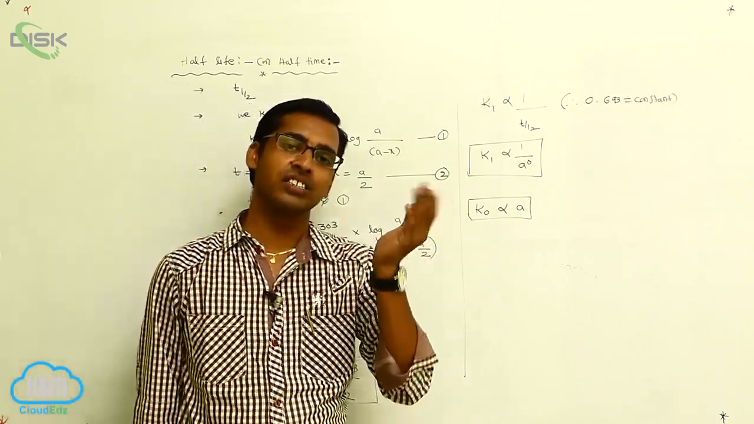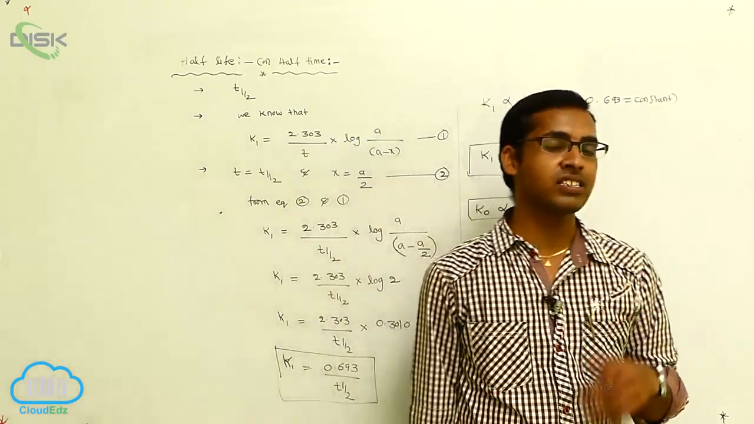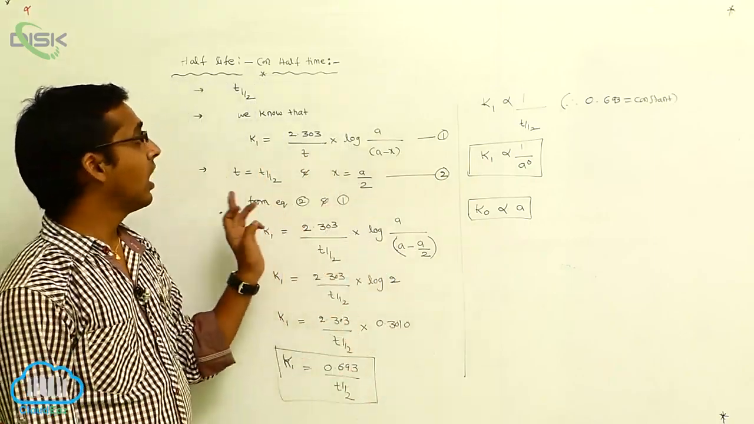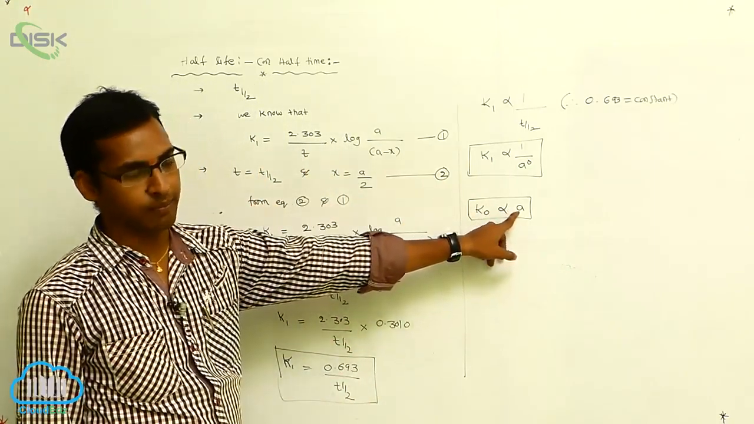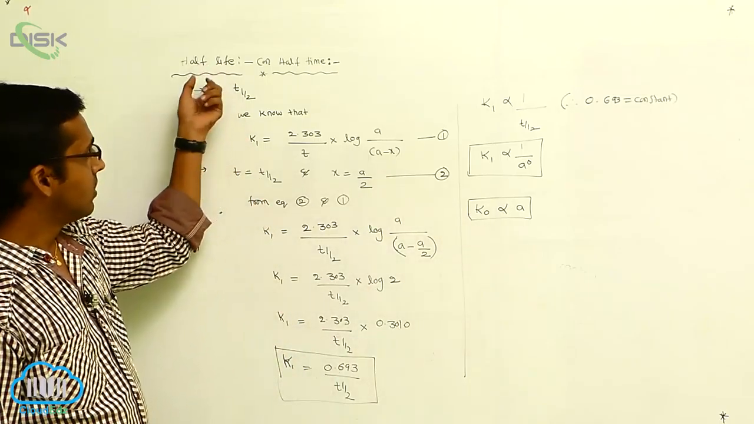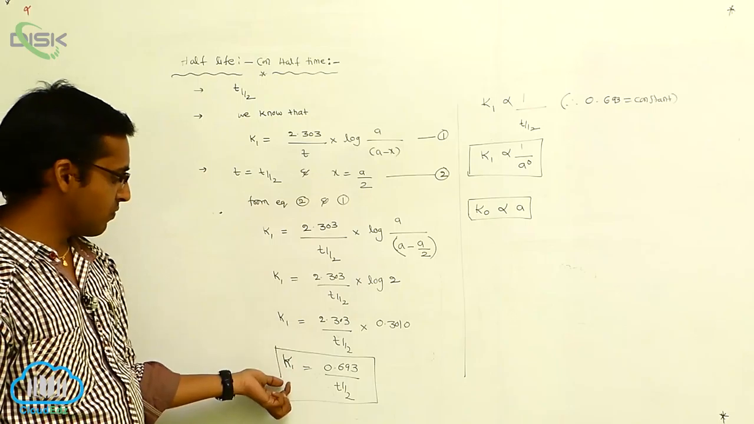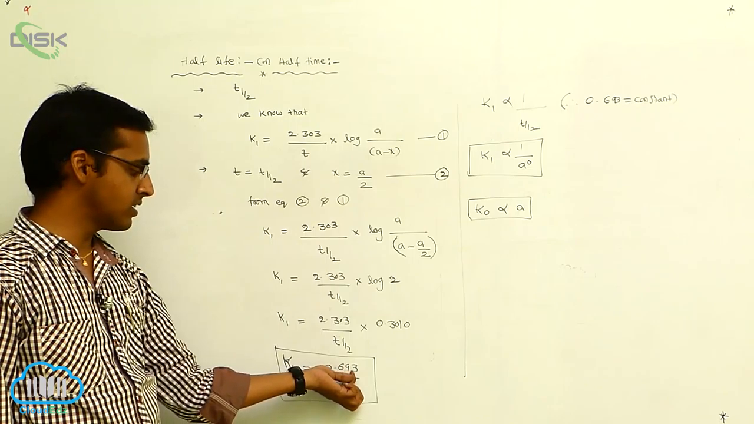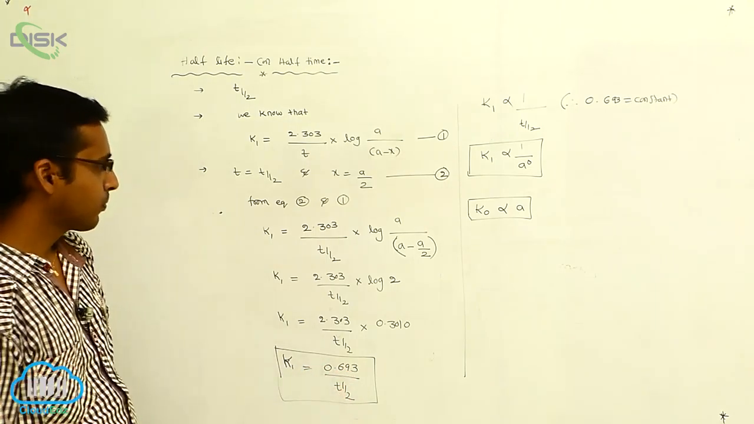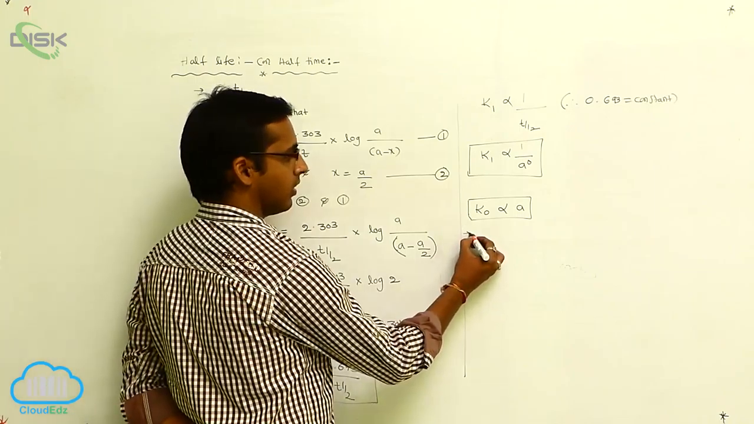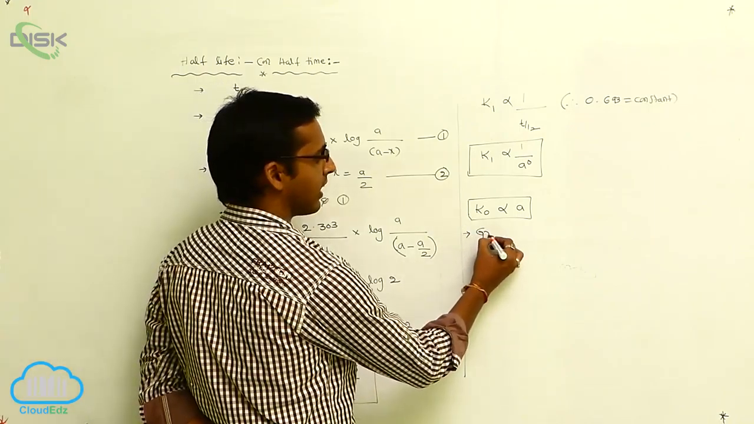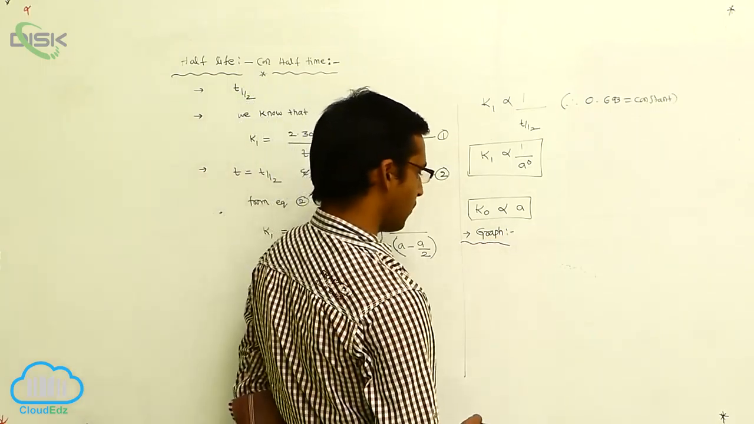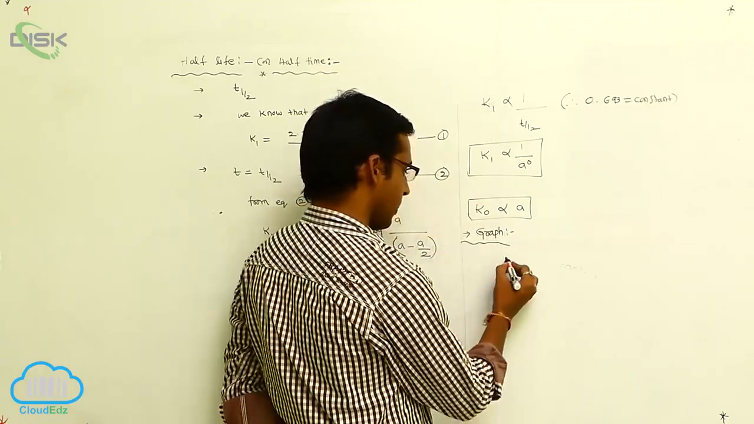And the second difference is that the first order reaction depends on the concentration of the reactant, but the zero order reaction does not depend on concentration. Whenever the concentration increases, the zero order reaction may increase or decrease at the initial time, but the first order reaction depends totally on concentration, not on time. So this is the mathematical derivation for the first order reaction half time, k1 equal to 0.693 by t half.